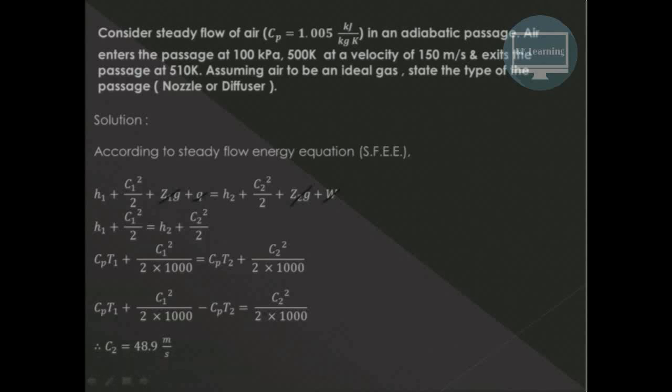Substitute all these values and you will get the value of velocity as 48.9 meter per second. Now the initial velocity is 150 meter per second and this final velocity is 48.9 meter per second. So as the velocity is decreased, we can say that it is a diffuser. In case of the nozzle, the velocity will increase for the steady flow process of the air.